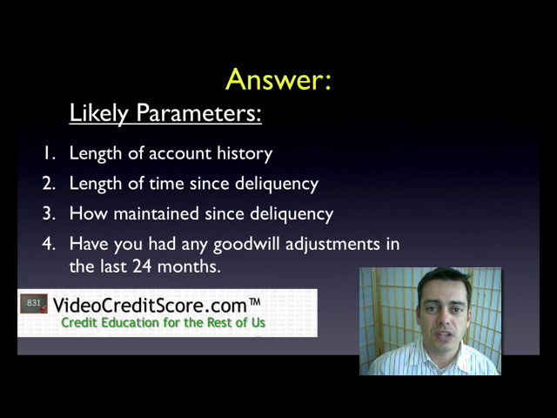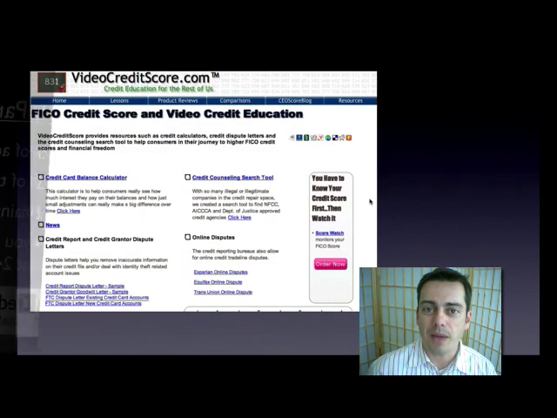And the fourth one is, have you had any other goodwill adjustments in the last 24 months? So they're not likely to repeat this act of goodwill over and over. So you want to make sure that you're really asking for this just in the time that you really need it, and trying to remove the most serious thing from your credit history. And again, this isn't something that these companies have to do, it's something that they have an option to do.